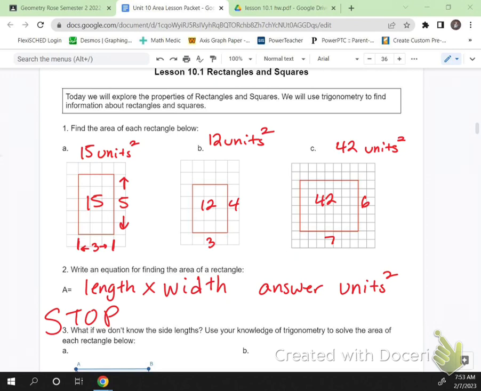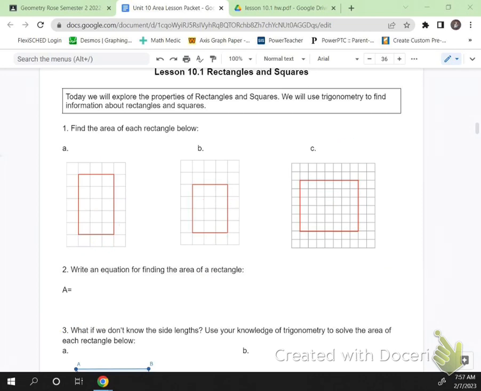Are we good with number 1 and number 2? Area of a rectangle. We're okay with that. You've heard this before? Give me a thumbs up if you've heard this before. Yay! Fantastic. Let's look at 3 where we add in some trigonometry. You're excited. I know you are.